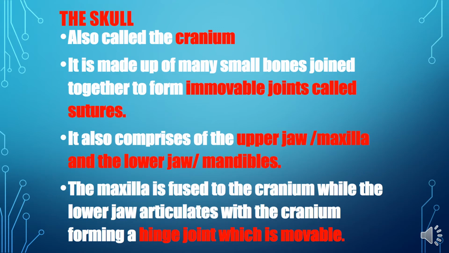It is made up of many small bones joined together to form immovable joints called sutures. It also comprises the upper jaw or maxilla and the lower jaw, mandible. The maxilla is fused to the cranium while the lower jaw articulates with the cranium, forming a hinge joint which is movable.